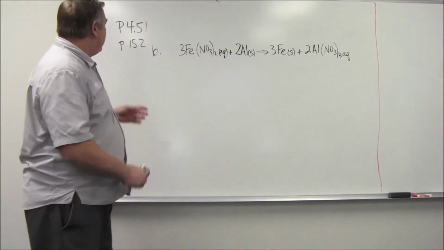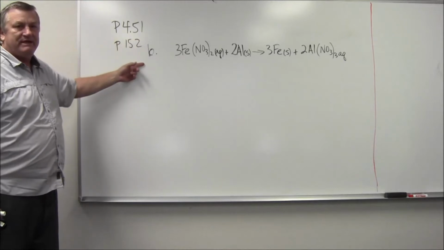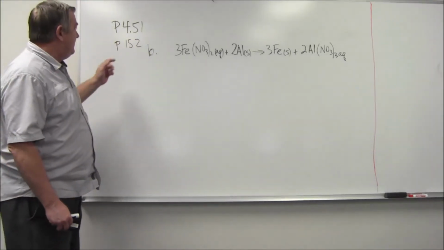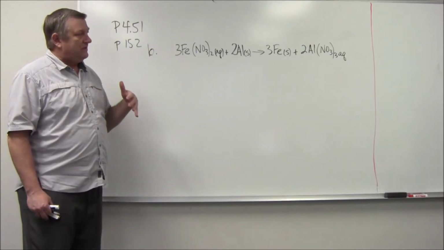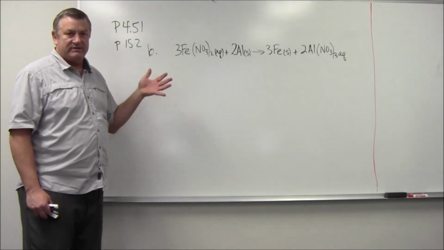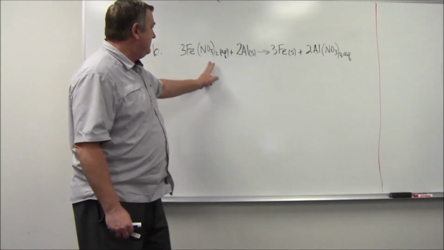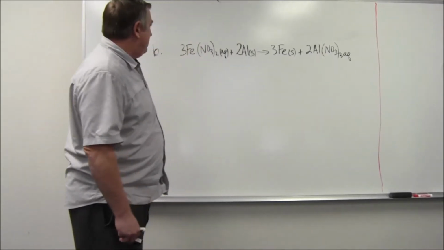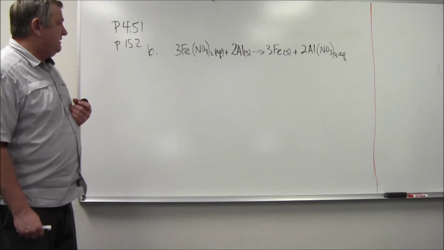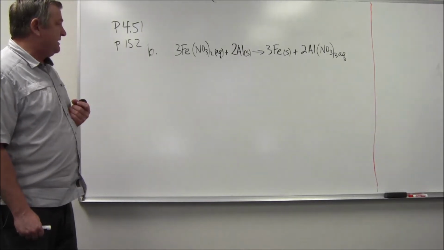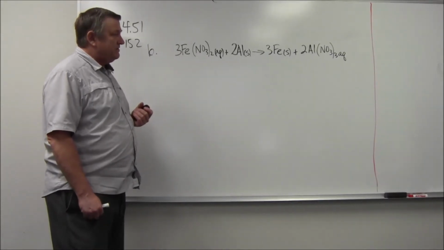I'd like to go in the back of the chapter and do problem 4.51b, and that's on page 152. And this shows why we want to know oxidation numbers. So here we have a balanced equation. We have 3 moles of iron(II) nitrate plus 2 moles of aluminum metal react to get 3 moles of iron metal plus 2 moles of aluminum nitrate.